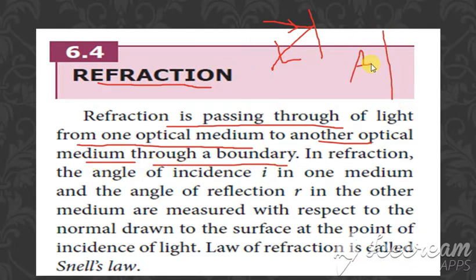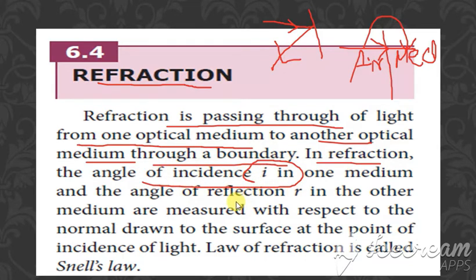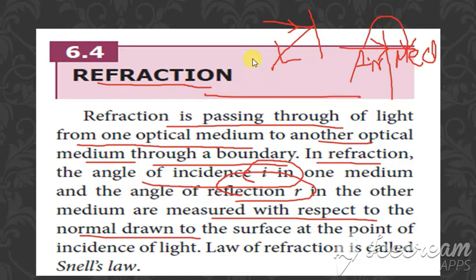So consider two media, one to be either air or whatever it is, the other to be any medium. If the light passes from one medium to the other medium, that is said to be refraction. In refraction, the angle of incidence is considered to be i and the angle of refraction is r, and they are measured with respect to the normal. This is what we know already.